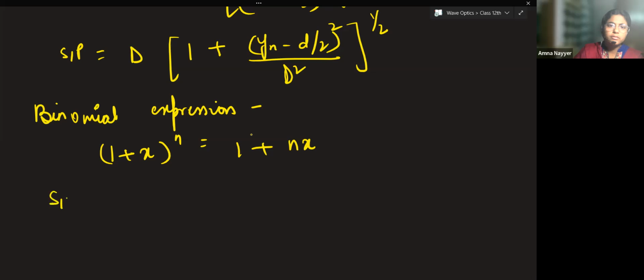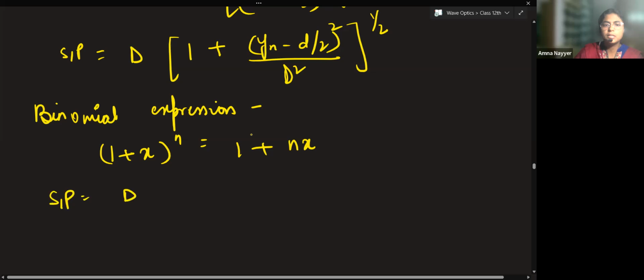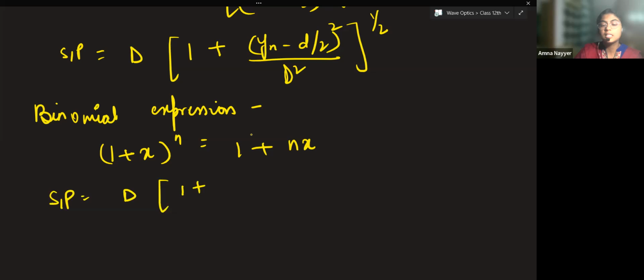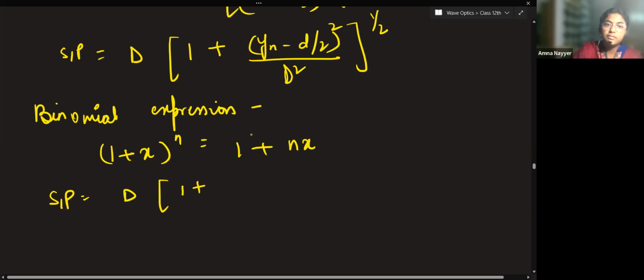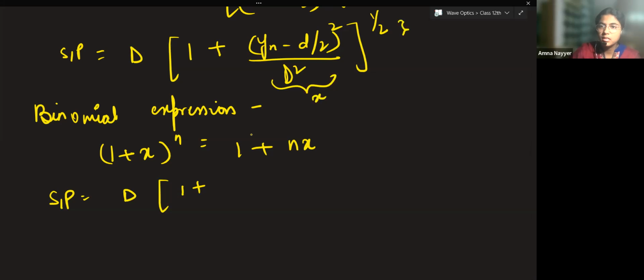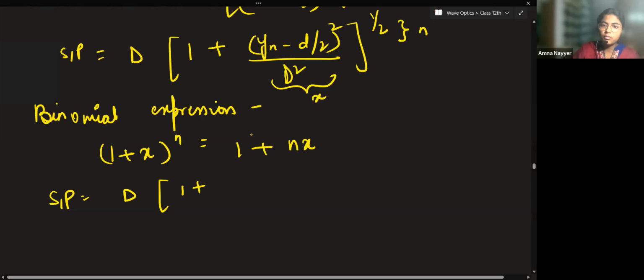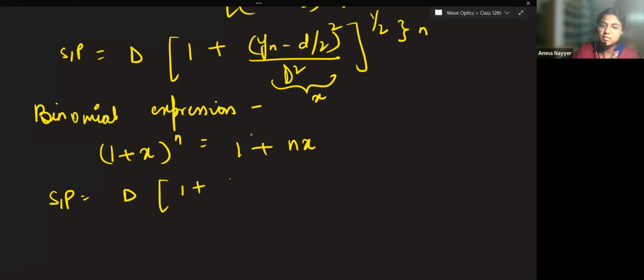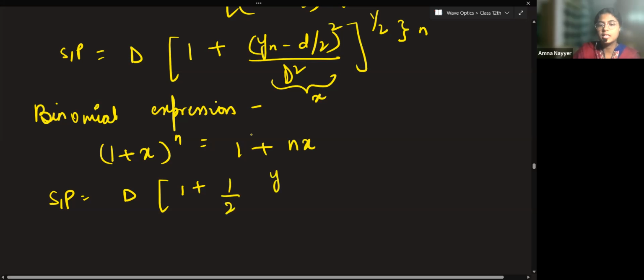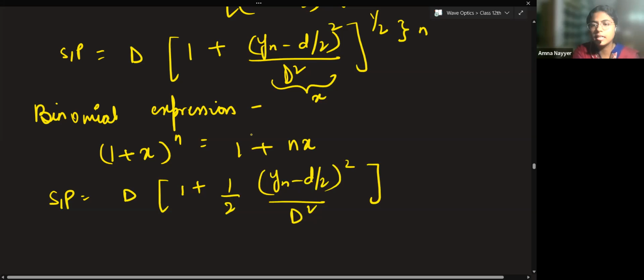So S1P is equal to capital D common. From here, 1 plus x to the power n, that makes it 1 plus nx. This is the entire term that is left. So S1P's value I have, but I do not have the value of S2P.